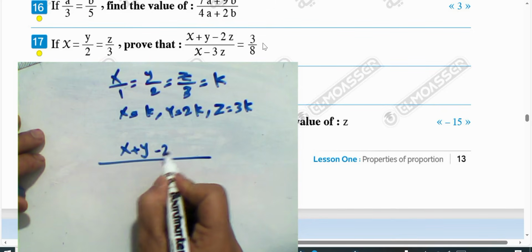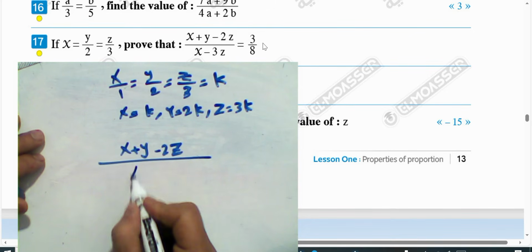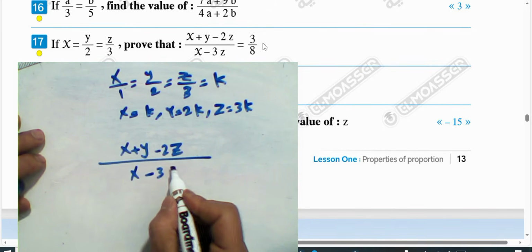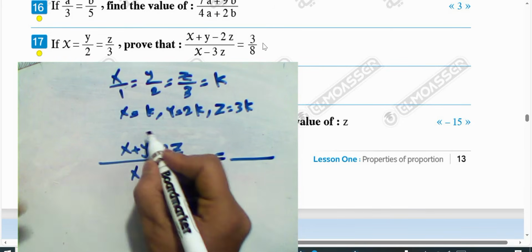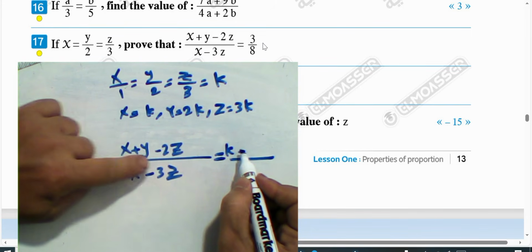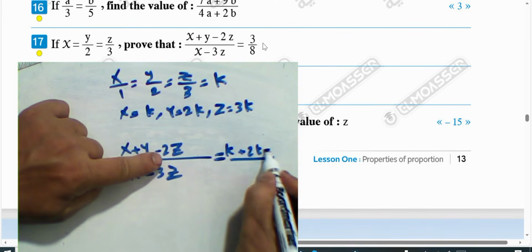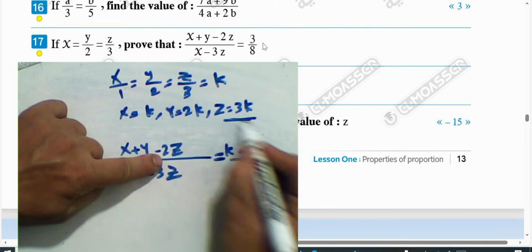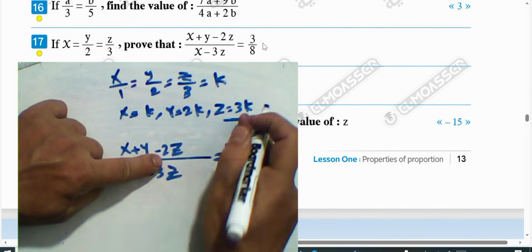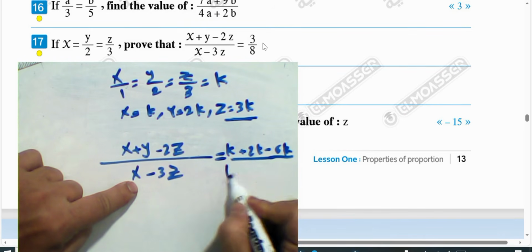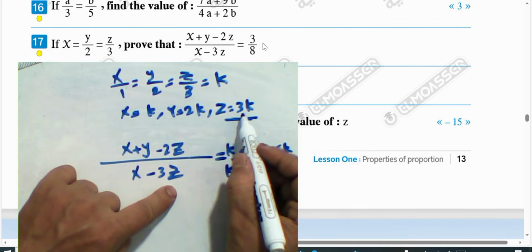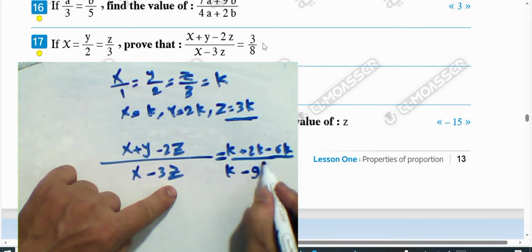x plus y minus 2z over x minus 3z. For the numerator, x plus y: x was k, and y equals 2k, minus 2 times z. Z was 3k, so 2 times 3 equals 6, 6k. For the denominator, x was k, subtract 3 times z. Z was 3k, 3 times 3 is 9.